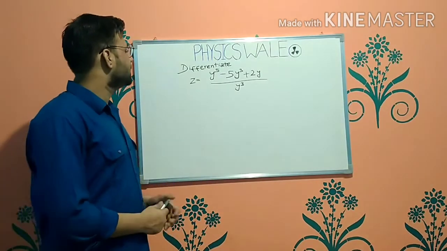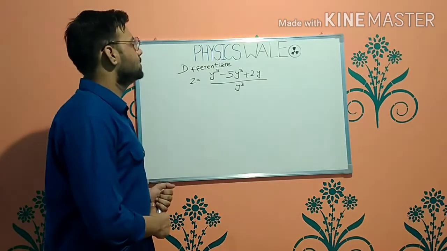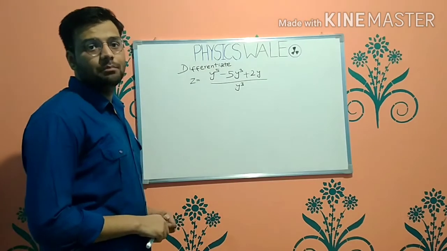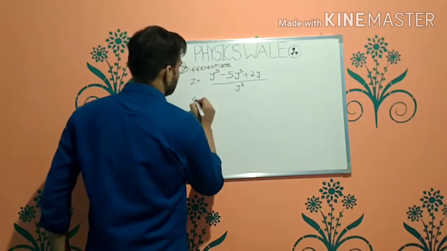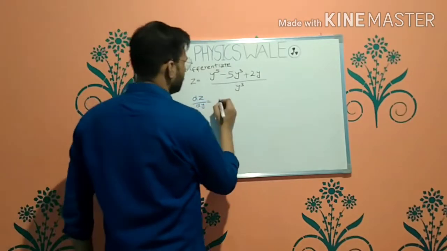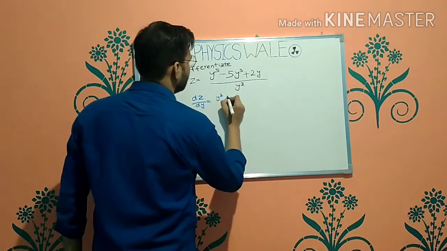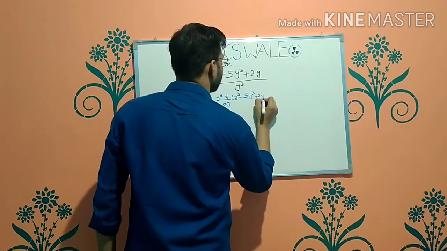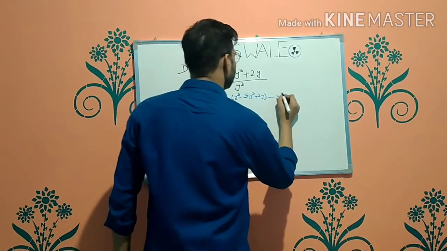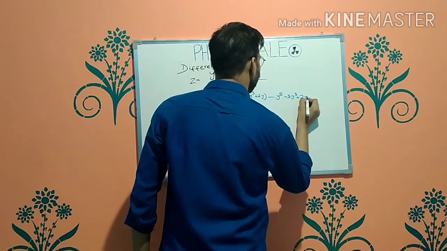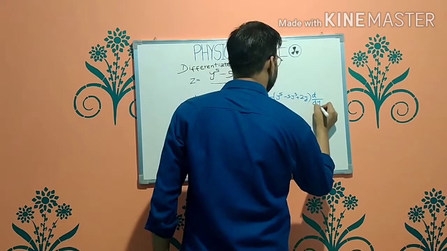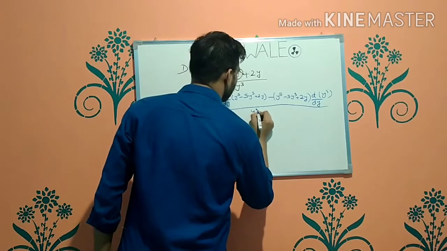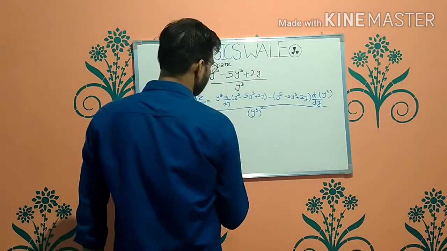The next problem is differentiate z is equal to y to the power 5 minus 5 times y cube plus 2y all divided by y cube. So the one way to solve this problem is to divide these terms by y cube and then differentiate. But we'll try to solve this using the quotient rule. So dz by dy becomes y cube, that is the denominator, times differentiation of the numerator, d by dy of y to the power 5 minus 5 times y cube plus 2y, minus the numerator y to the power 5 minus 5y cube plus 2y, times differentiation of denominator d by dy of y cube, and whole divided by square of the denominator, that is y to the power 3 squared.